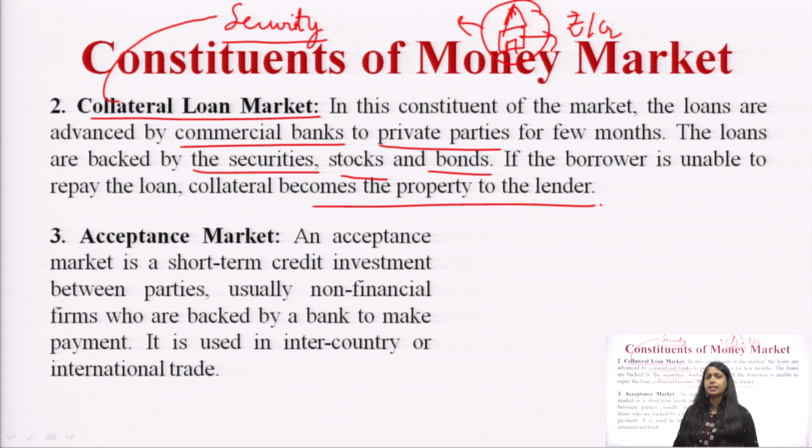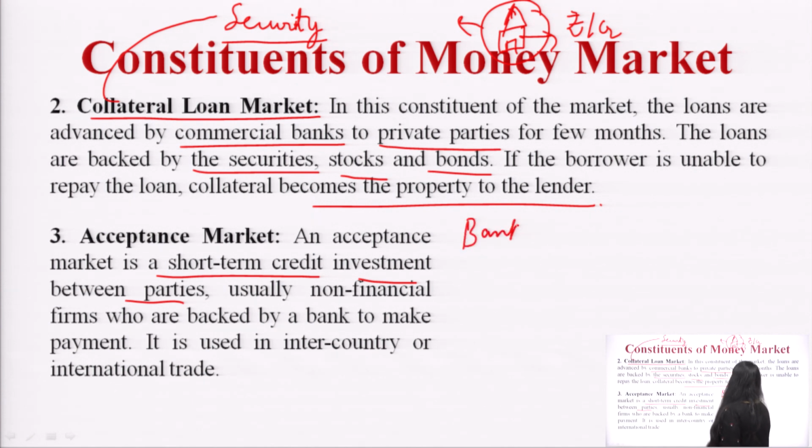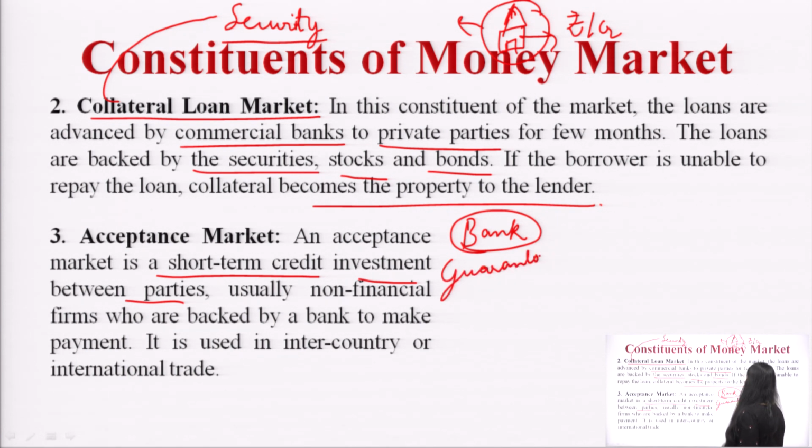Acceptance market. Acceptance market means when you are accepting something. So when you are accepting something, what will happen? You are giving a guarantee. So an acceptance market is a short-term credit investment between parties. Now you have a bank. Now what that bank does, a bank acts as a guarantor. Now what is the bank doing?